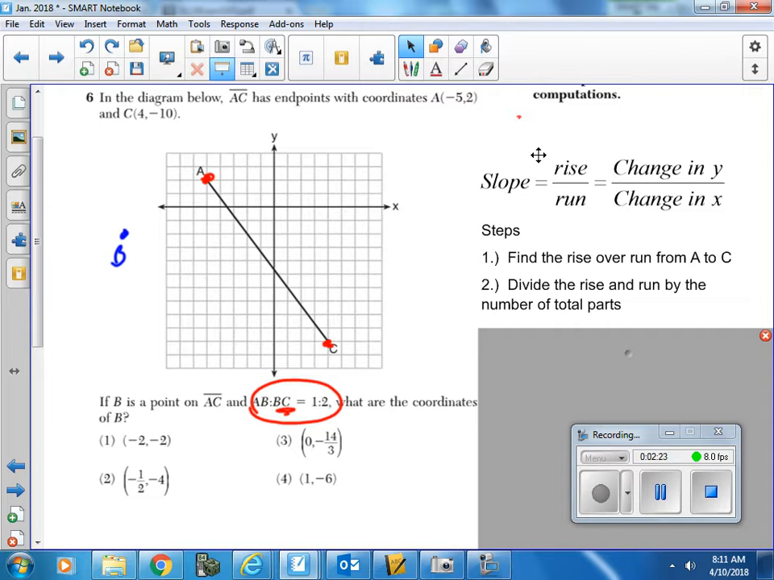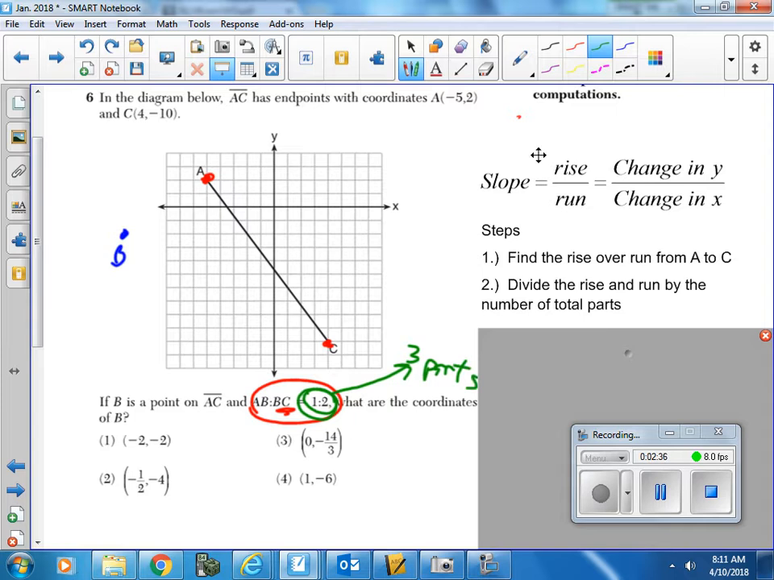And then we're going to divide the rise and the run by the total number of parts. We get the total number of parts by looking at this 1 to 2. You just add 1 plus 2, and that means we're going to have 3 parts we want to break this line into. All right, 3 parts. 1 plus 2. If it was 2 to 3, it'd be 5 parts.